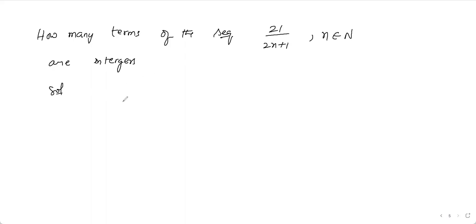Let us look at this. Suppose if I put n is equal to 1, so it is 21 by 3, which is 7. N is equal to 3, so 21 by 6 plus 1, which is equal to 3. So the answer is 3.